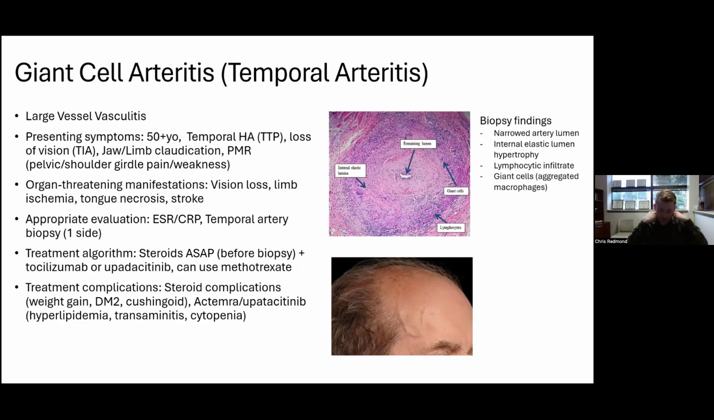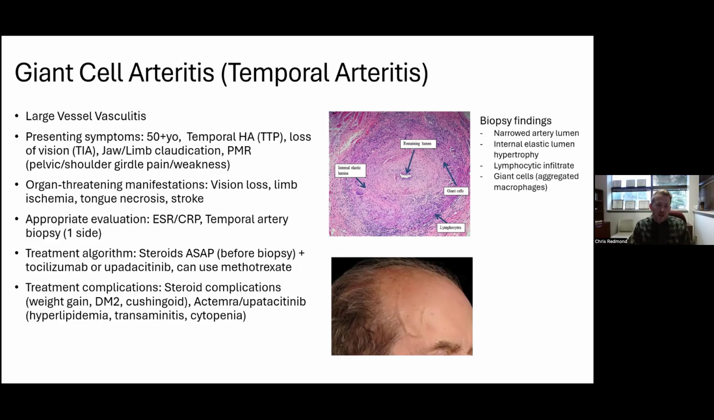You can have the same thing in your neck, your vertebral arteries, or your carotid arteries, in the posterior and anterior aspects of the neck as well. The classic symptom is like a TIA, so like a loss of vision. Or you can have jaw or limb ischemia if disease is severe, and it can be associated with polymyalgia rheumatica symptoms as well. Organ or limb threatening stuff would be vision loss, limb ischemia, tongue necrosis, or stroke.